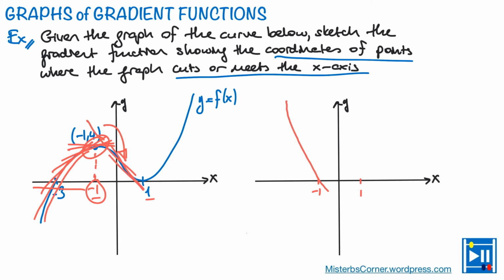Now the gradient is negative until the local minimum, right? So I don't know the values, I don't know where the turning point for this graph is, but I know that my graph will cut the x-axis again at x equals 1, because that's where we have the local minimum. And then, after the local minimum, I have the gradient to be positive, so I will just draw my graph up on the positive y-axis. So this is how I draw the graph of the derivative or the gradient function.